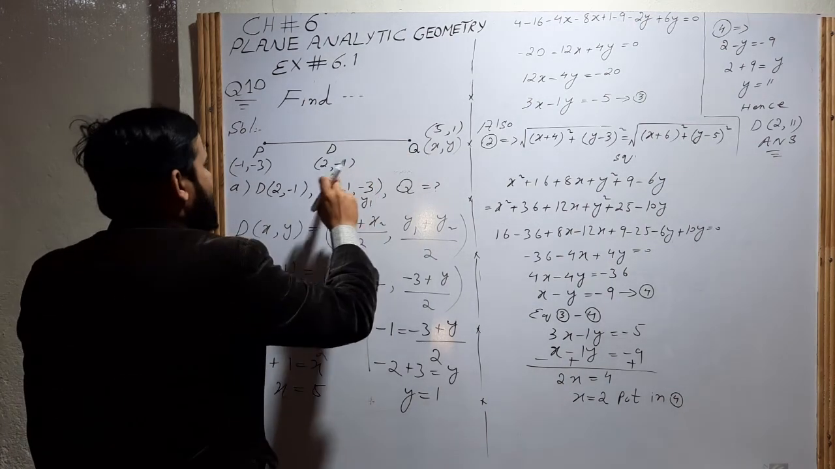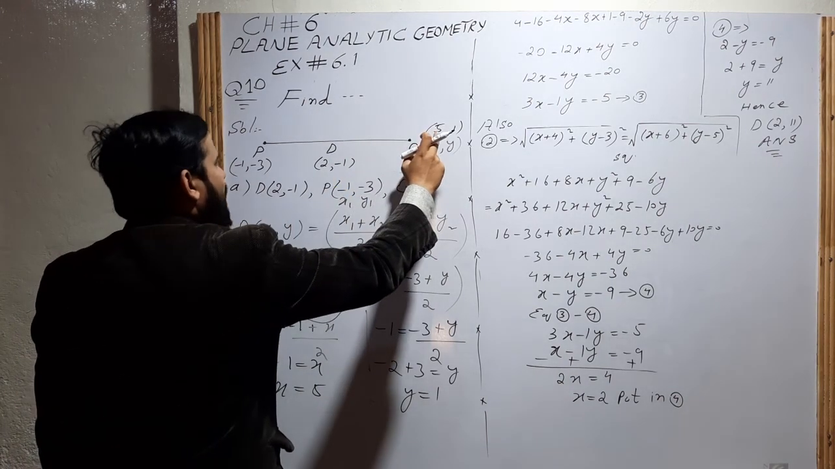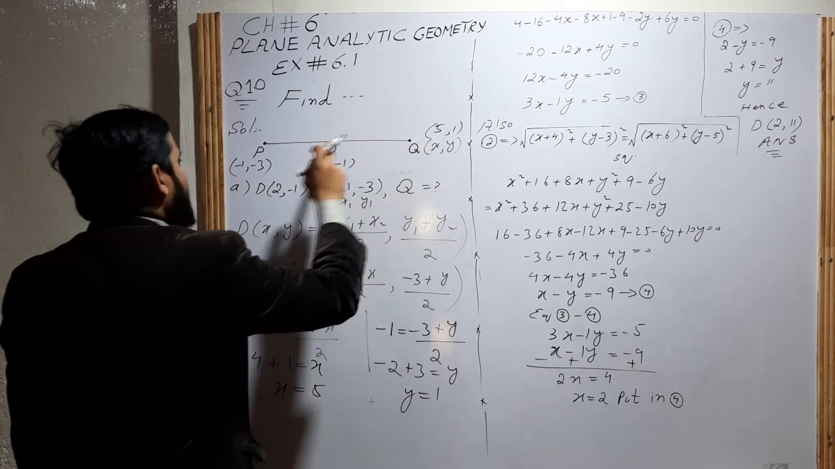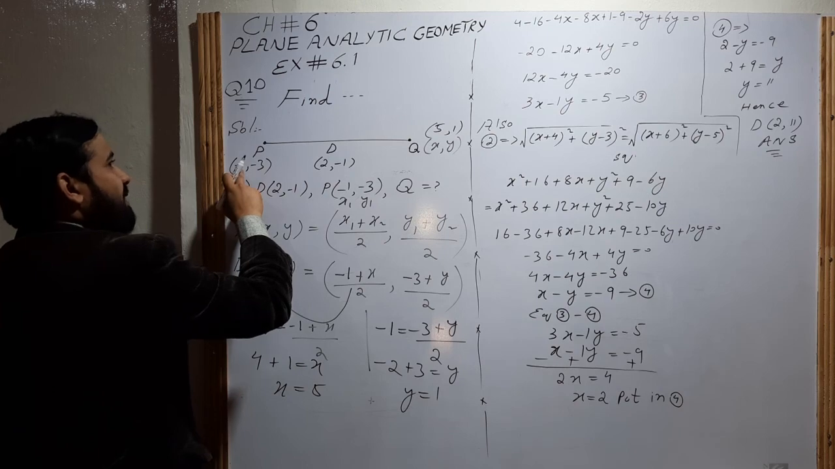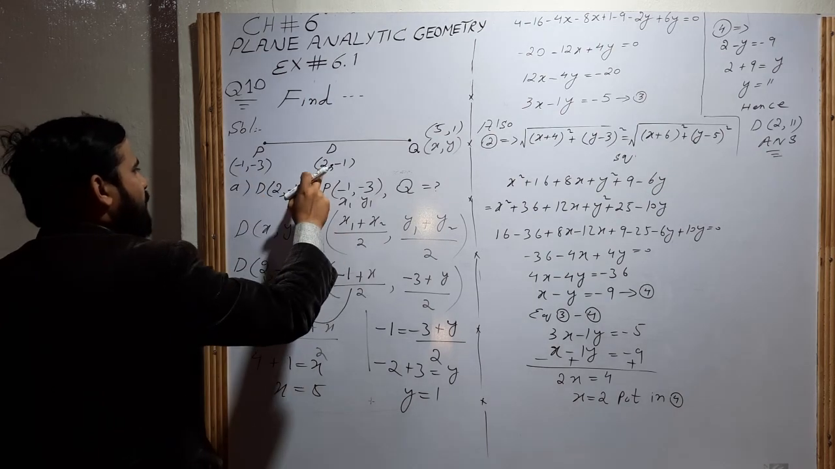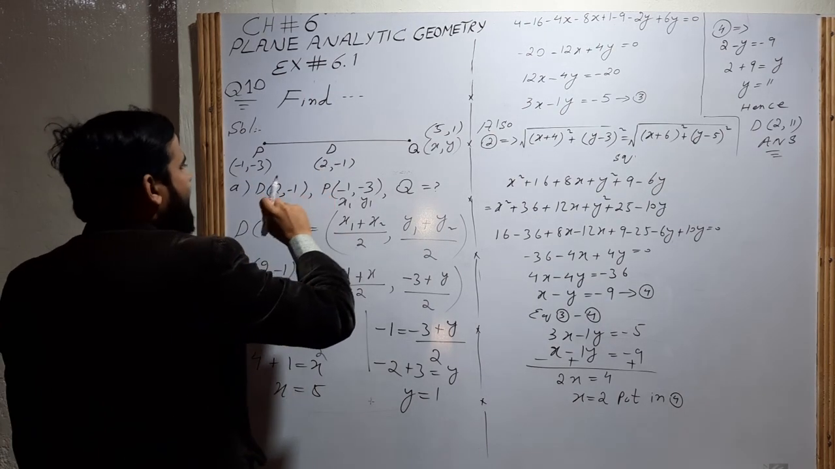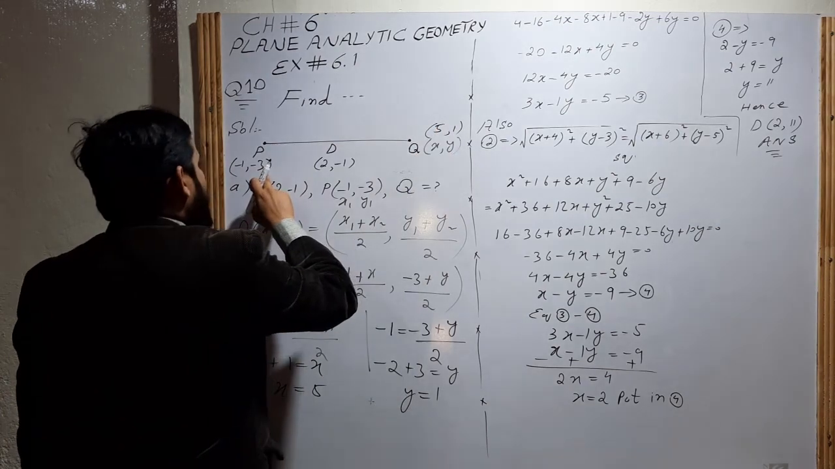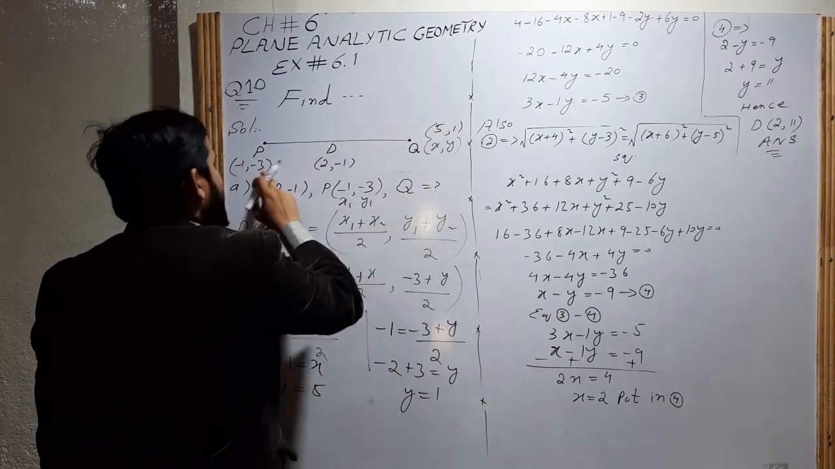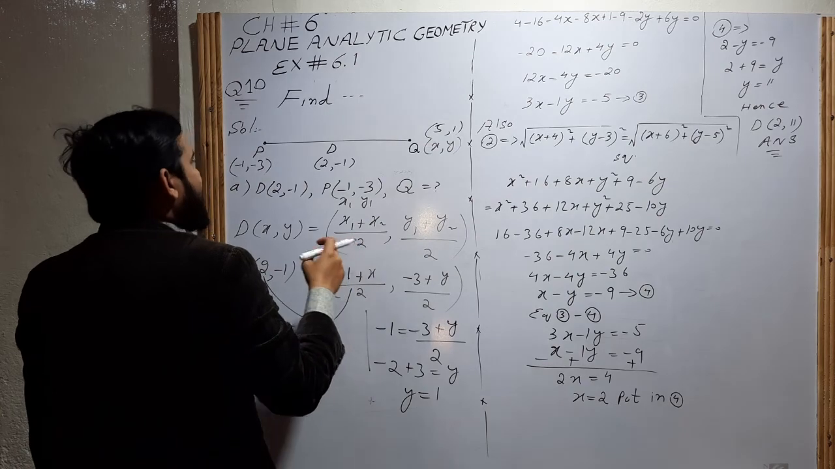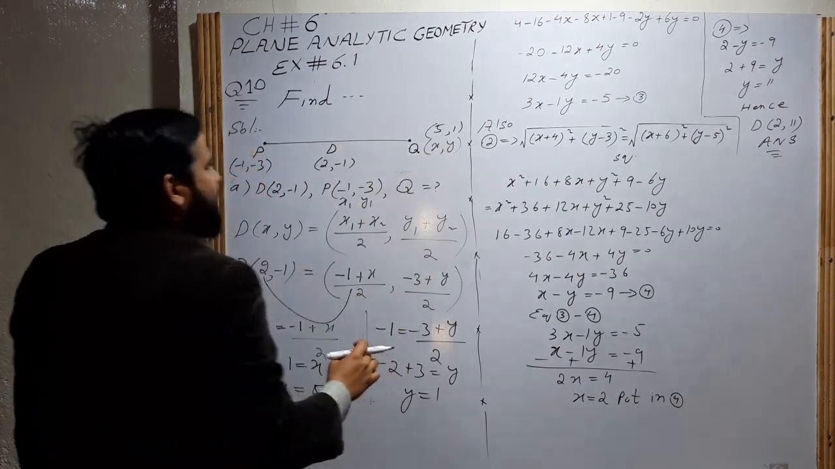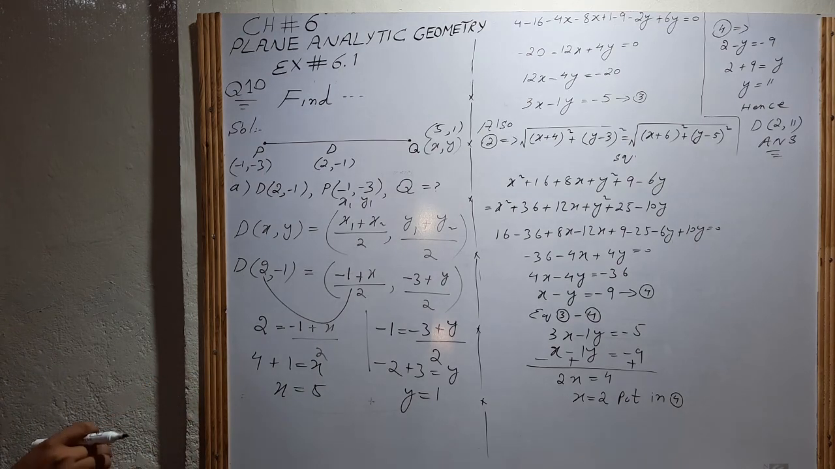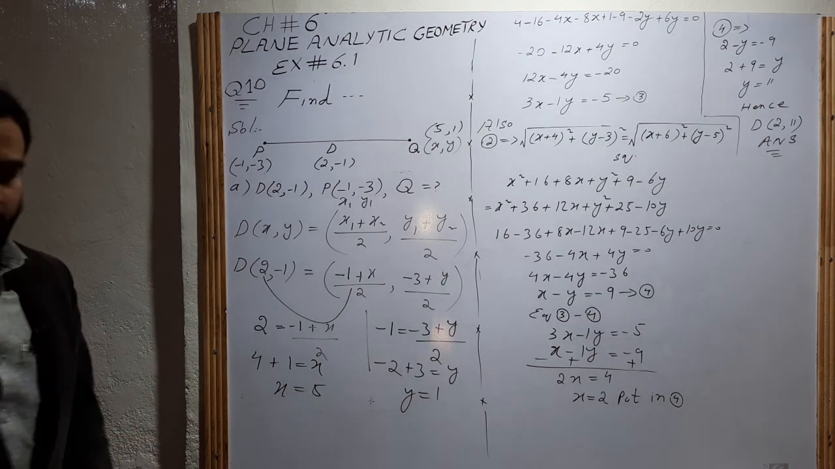How? Because D is the midpoint: x1 is 5 and x2 is -1, so 5 minus 1 is 4, divided by 2, by the midpoint formula, gives 2. Okay. Next is y1 plus y2, so -3 plus 1 is -2, divided by 2 is -1. It means that (5, 1) is the other endpoint of this line segment.